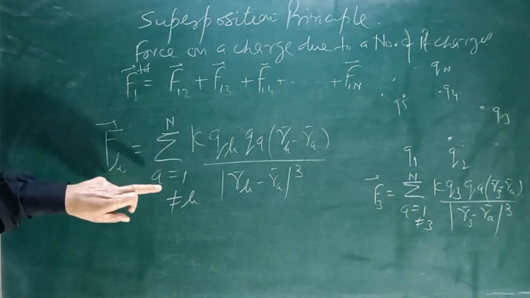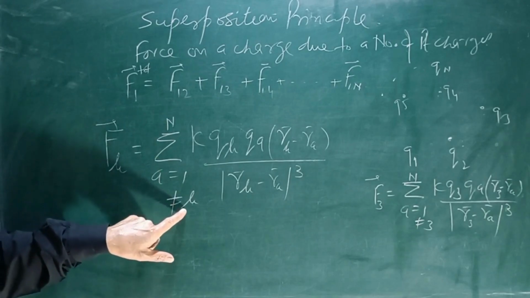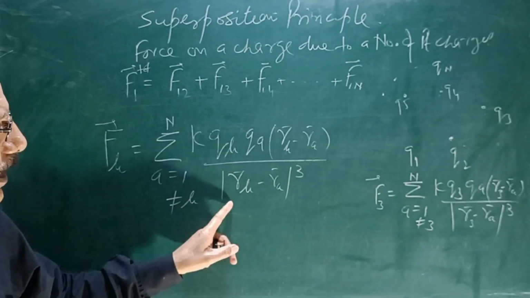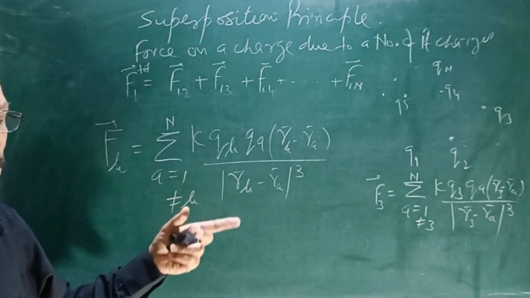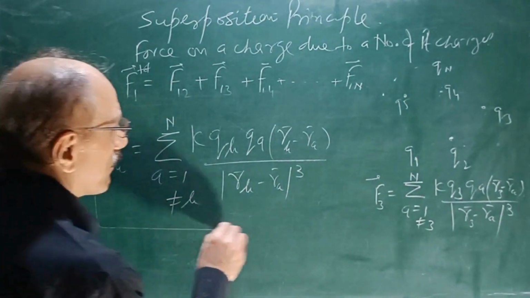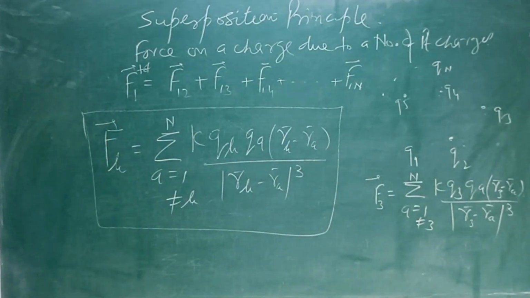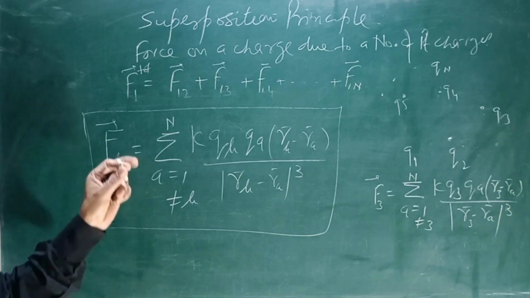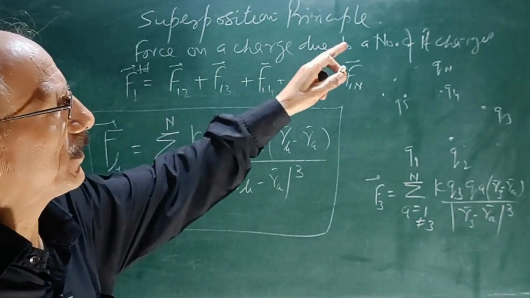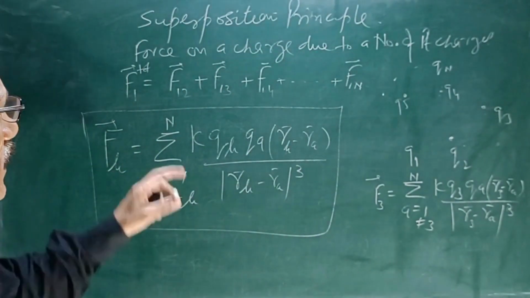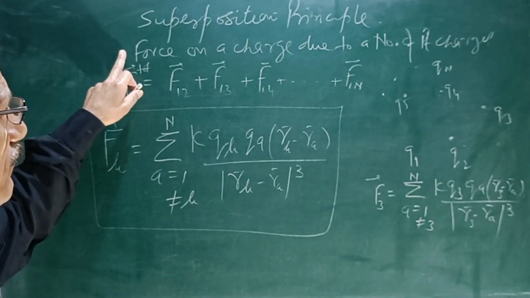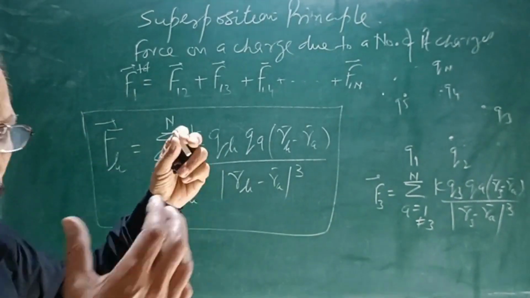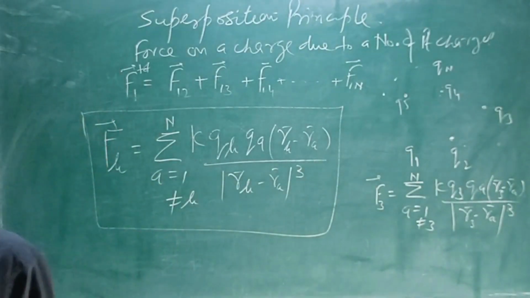For F2, what will it be? A equals 1 to N but not equal to 2, and K Q2 Q_A R2 minus R_A upon modulus of R2 minus R_A whole cubed. So any term you can derive from this. So this is the superposition principle with respect to Coulomb's law. That means you can find the net force on any charge due to all other charges surrounding it.